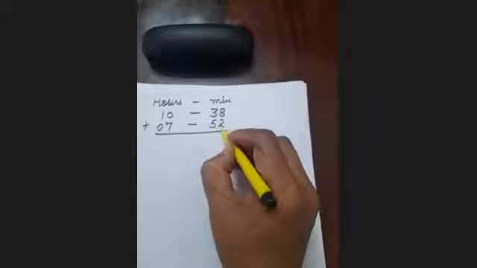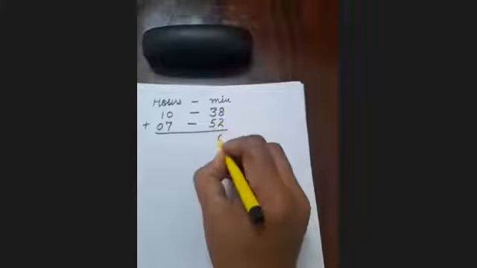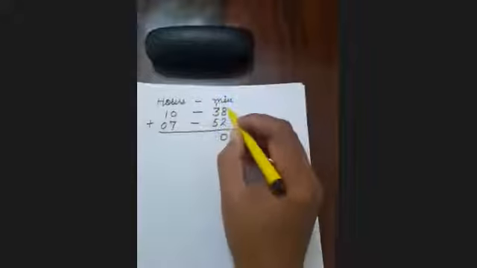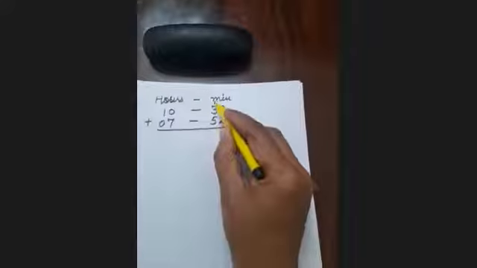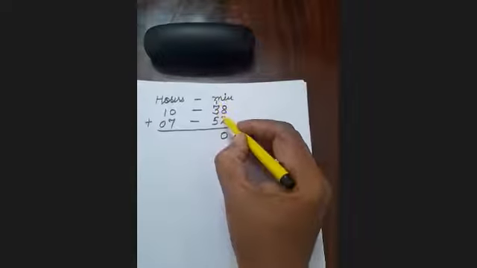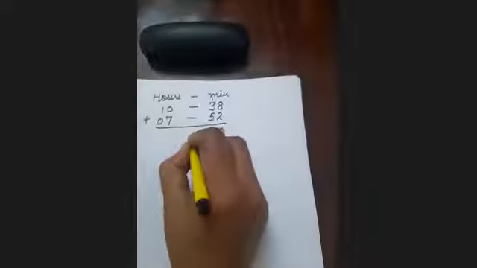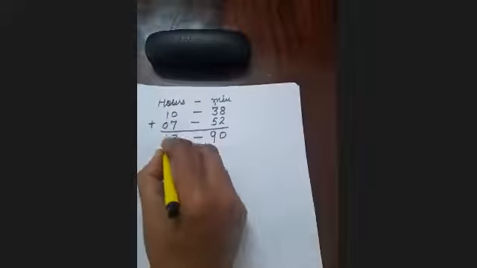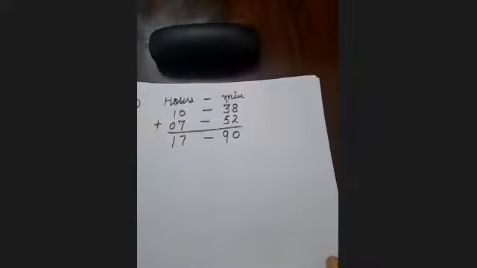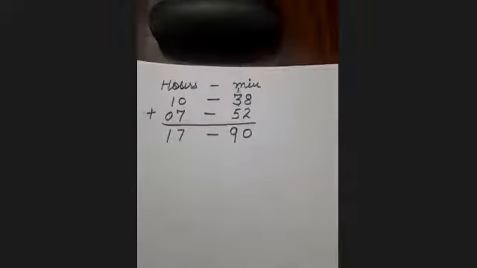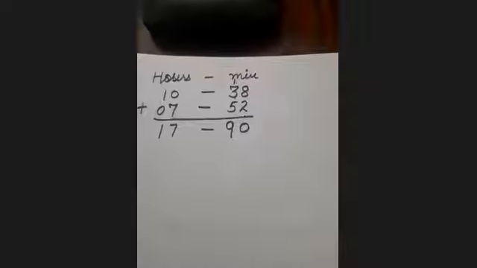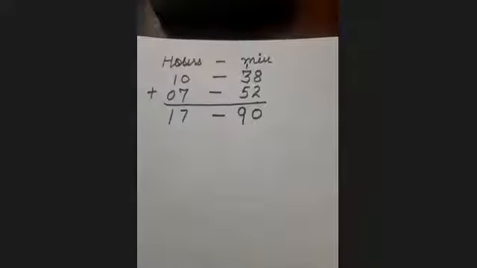Now students, add. 8 plus 2 is 10. Write a 0 and carry 1. 5 plus 1 is 6? And 3 plus 1, 4, and 4 plus 5 is 9. When we add 10 hours, 38 minutes, and 7 hours, 52 minutes, we'll get 17 hours and 90 minutes.